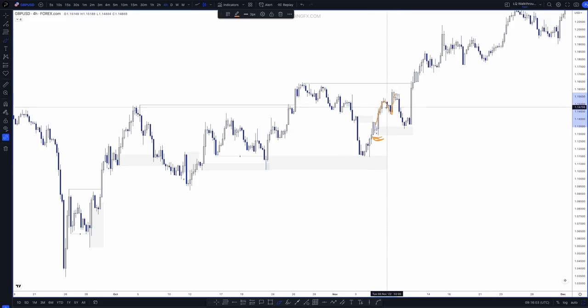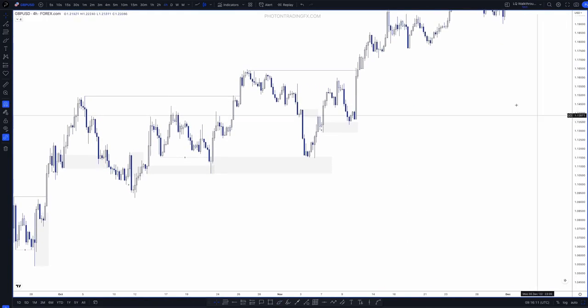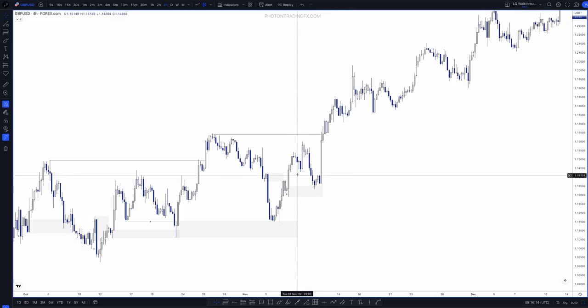And then again, what happens? It entices early buyers into the market, they get liquidated, and then we come into that last level there, and then we go. Okay, so this is somewhat of a sweep POI. Again, it's a little bit far away. It's kind of what it's saying, right?